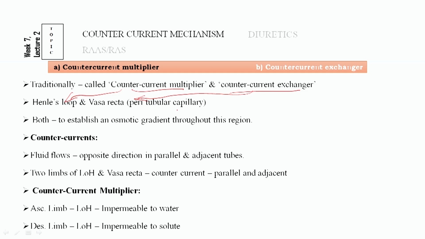Now, both the countercurrent multiplier as well as the exchanger, why are they there? Just to establish an osmotic gradient throughout this region and to maintain homeostasis.